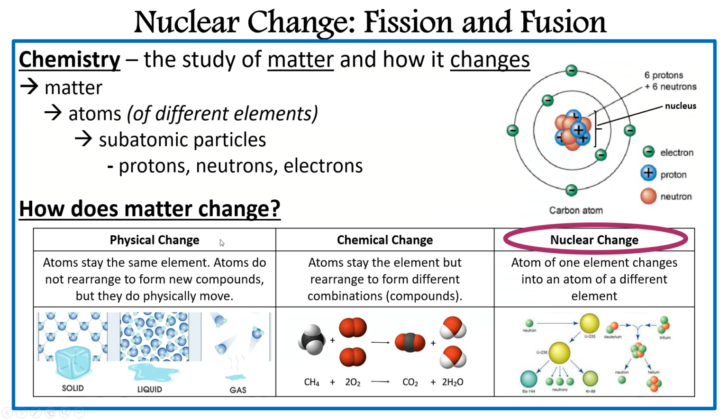So, a physical change is when the atoms are staying the same element and they are also still the same compound. They are not rearranging themselves. I think the easiest example when you're thinking about physical change is to think about water. When you put water in a freezer, it is ice, room temperature is liquid, and when you heat it, you have gas.